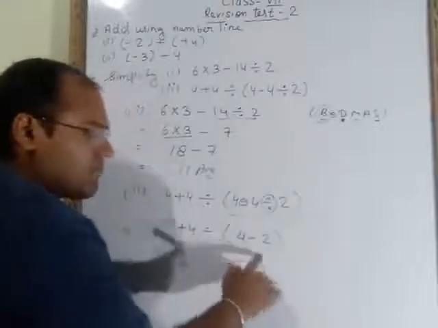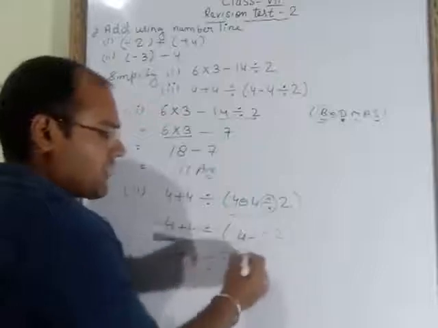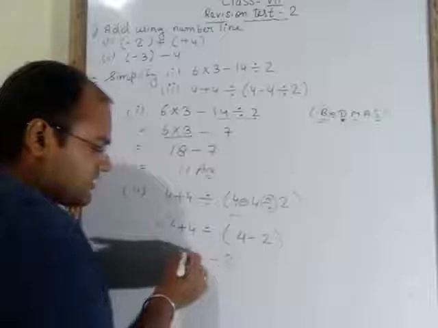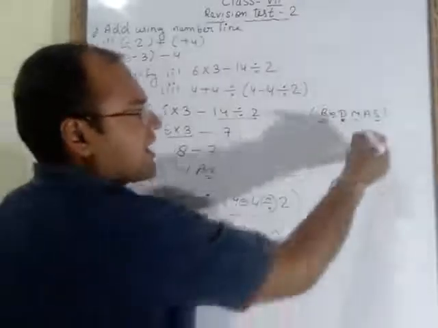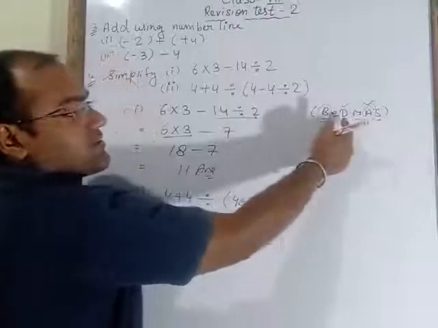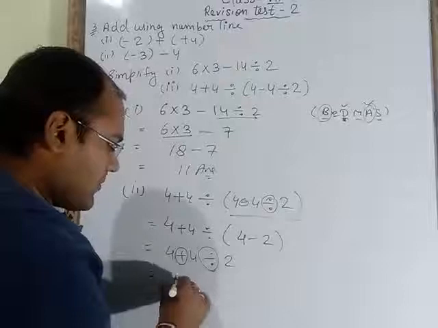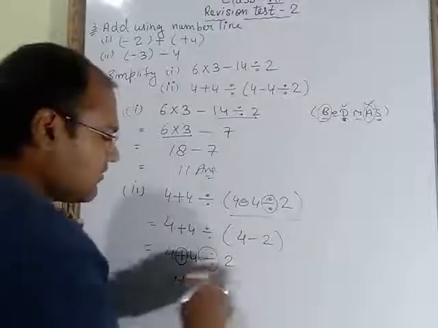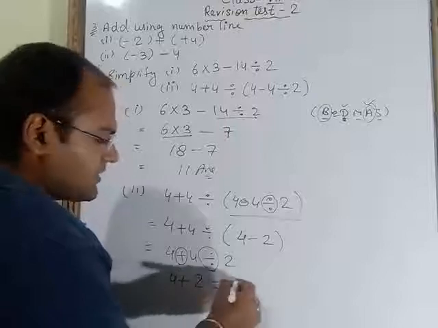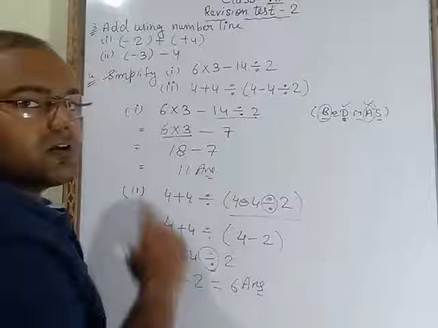Now again we have to solve this bracket. 4 plus 4 divide 4 minus 2, answer will be 2. Now next step: addition is there and divide is there. Addition is coming here and divide is coming here. Which is coming first? Divide is coming first, so we have to divide first. 4 plus, we write as it is. We will divide these two numbers first. 4 divided by 2, answer will be 2, and 4 plus 2 is 6. So like this you have to do this question number 4.